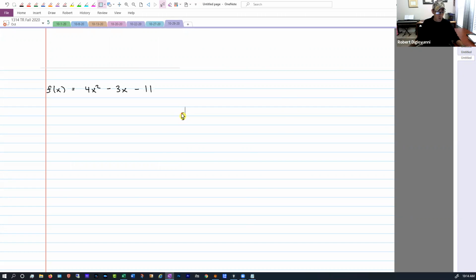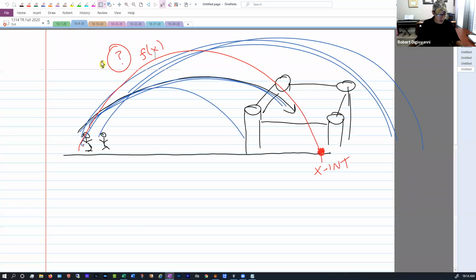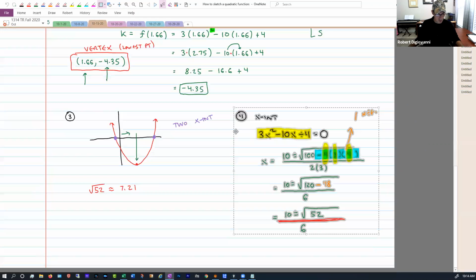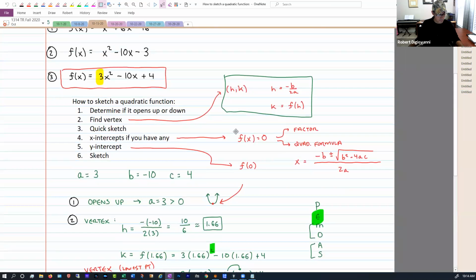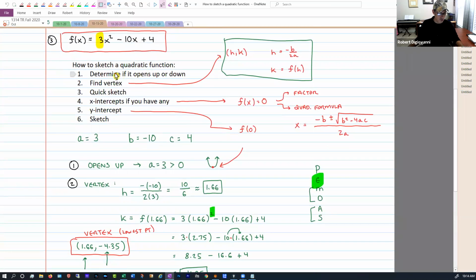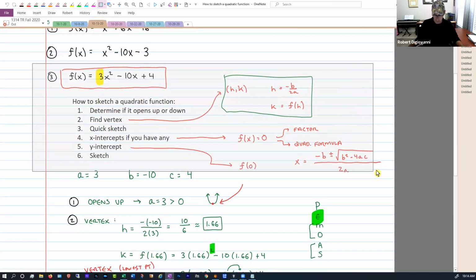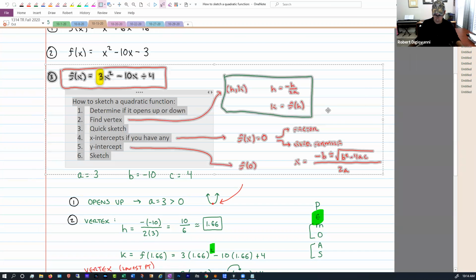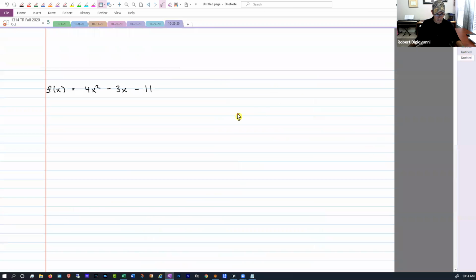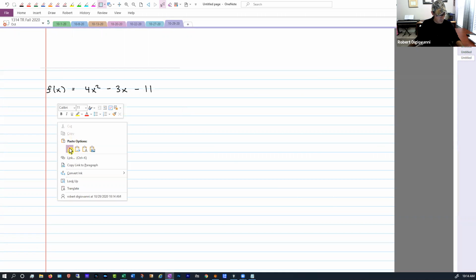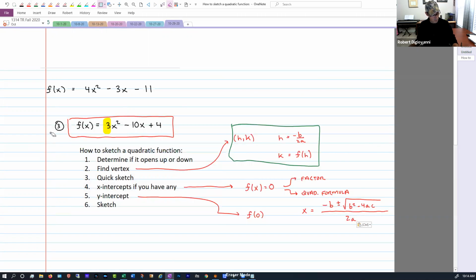All right, so here we go. Quadratics. Boy, I don't even remember where the steps for quadratics are. Oh yeah, that was us trying to bomb a castle. Remember that? How to sketch a parabola. Here we go. How to sketch a quadratic function. Determine if it opens up or down. Find the vertex. Quick sketch. X-intercepts if we have any. Y-intercept. Sketch. Why don't I just grab all this? I'll just bring this over. Get rid of that.